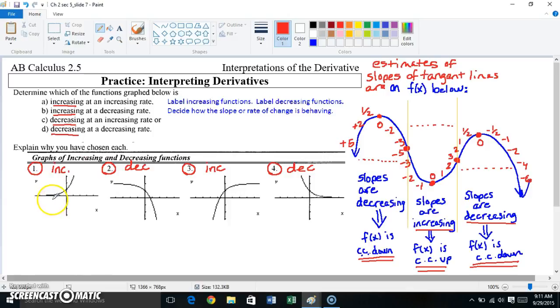So if we look at graph number 1, we could say our rates are going from really small positive, so maybe like positive a fourth, positive a half, positive 1, positive 3. Okay, so our slopes are going from smaller to bigger, so our slopes are increasing. So we would say that our function is increasing at an increasing rate. So this would be A.